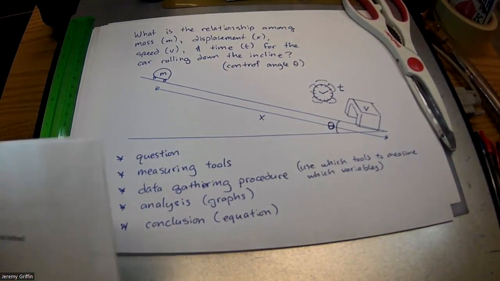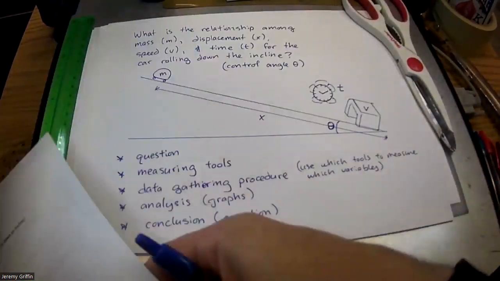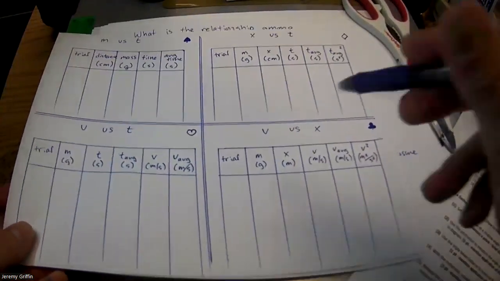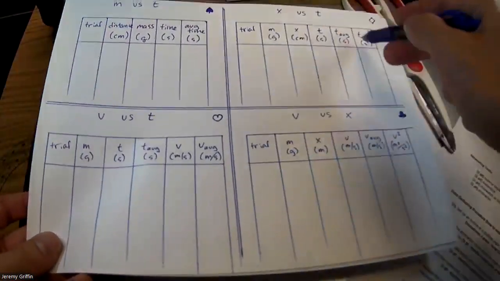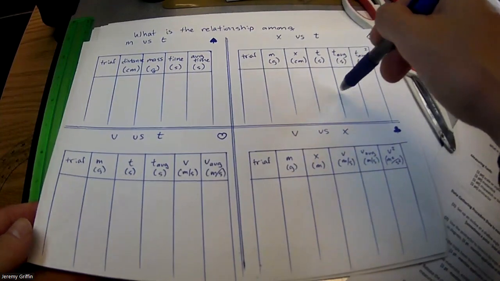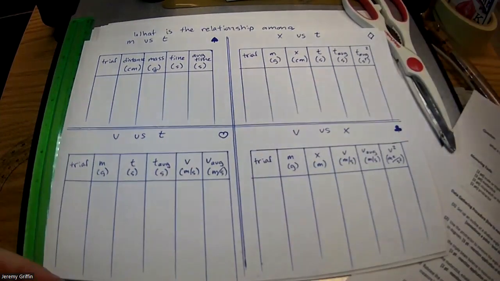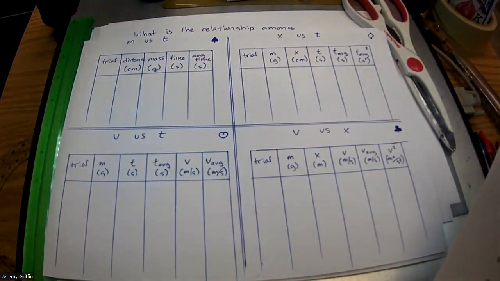I'm going to go over one of the AP style solutions, specifically displacement versus time, or distance versus time. I know only a couple of you had this one. I want to walk you through what an AP style write-up would look like.